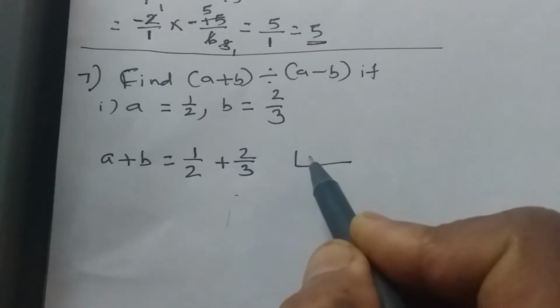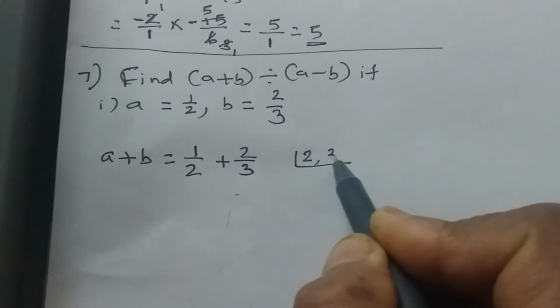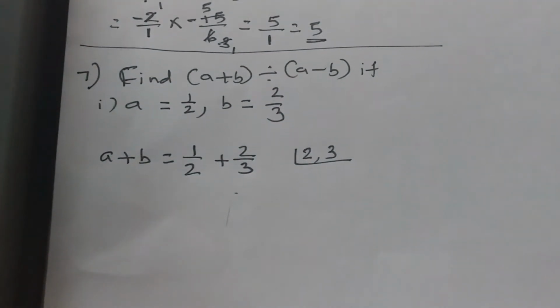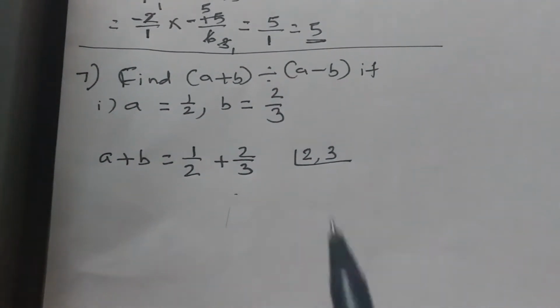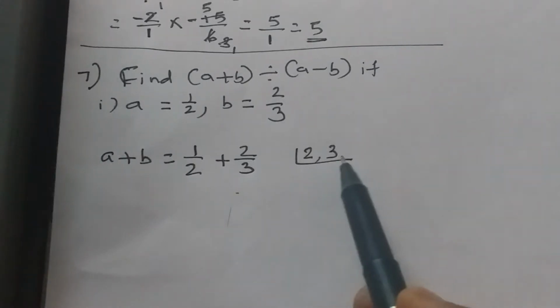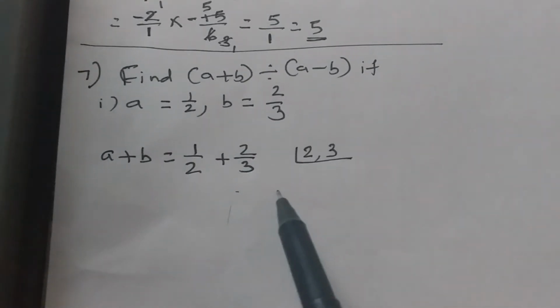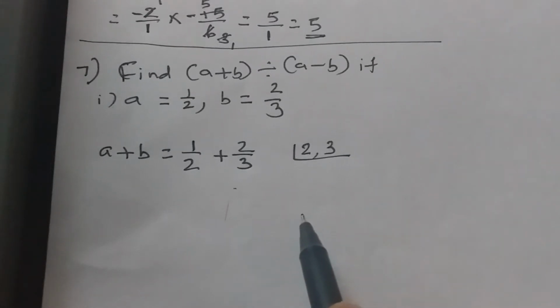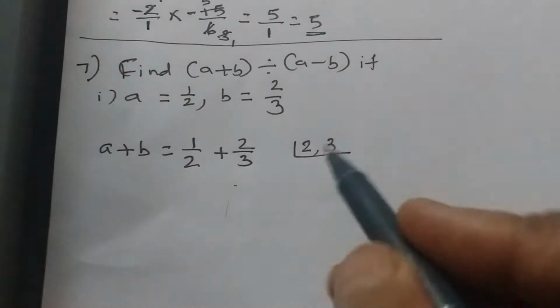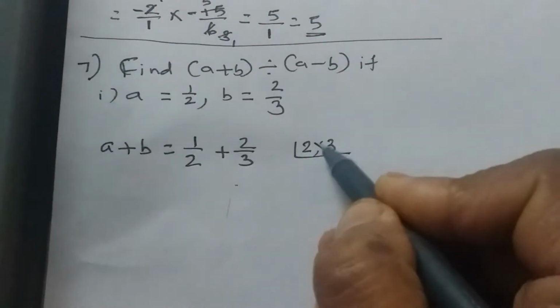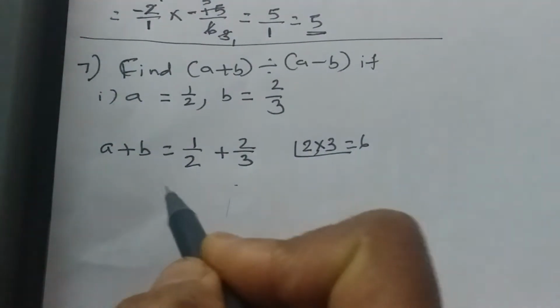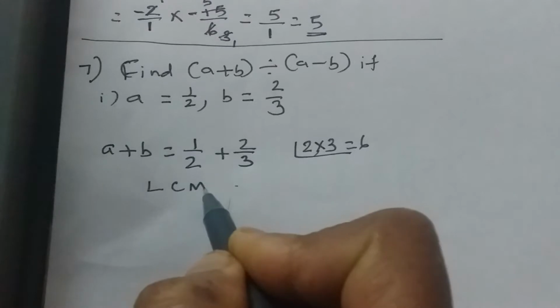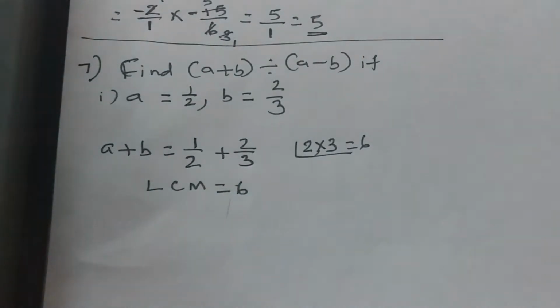So the LCM of the denominators. Which are the denominators? 2 and 3. Not 23, it is 2, 3. So we have to divide 2 and 3 by a common factor. Do they have a common factor? They don't have a common factor. That means both 2 and 3 don't come in the same table. So how to find the LCM? Just multiply them. 2 3s are 6. So what is the LCM, the least common multiple? It is 6.